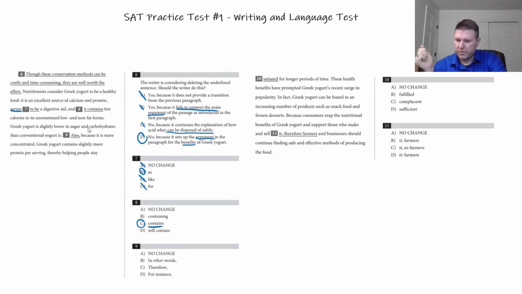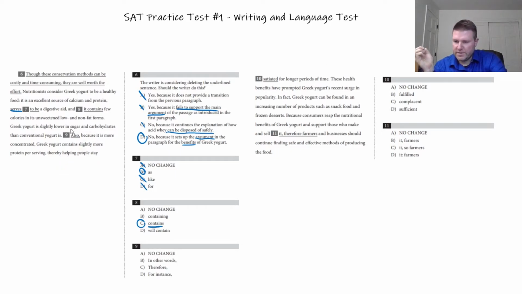So let's reread the previous sentence here. Again, nutritionists consider Greek yogurt to be a healthy food. It's an excellent source of calcium and protein, serves as a digestive aid, and contains few calories in its unsweetened, low and non-fat forms. Greek yogurt is slightly lower in sugar and carbohydrates than conventional yogurt is. And then it goes, because it is more concentrated, Greek yogurt contains slightly more protein per serving, thereby helping people stay satiated for longer periods of time.